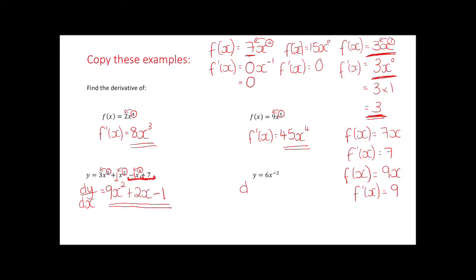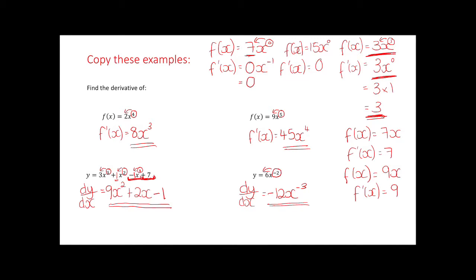Moving on to our final example. Again, we're starting off with a function y, which means that our derivative is dy by dx. This time I've got a negative power, but you still follow the same rule. So this negative 2 comes down and multiplies your 6, which gives us negative 12x. Be careful with your negative powers. Remember, if you decrease, you're getting further away from 0 in your negative. So that's going to become power negative 3. Okay, so that would be your final answer.